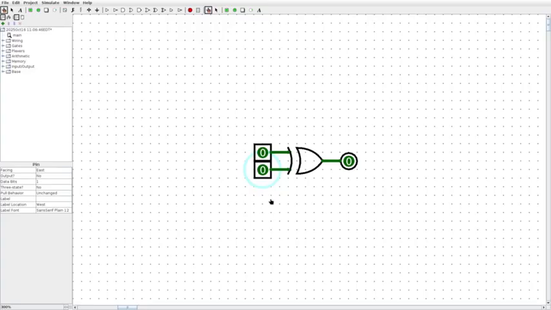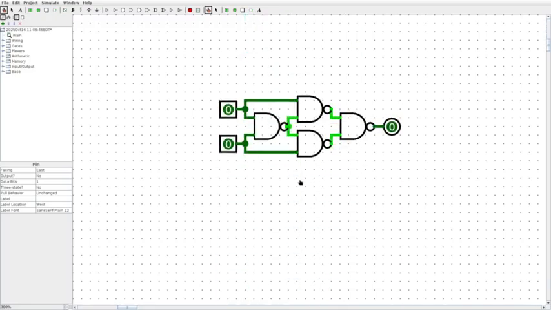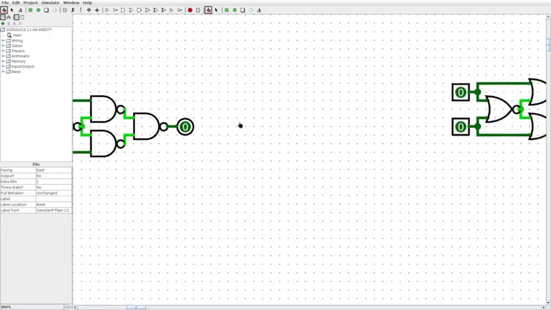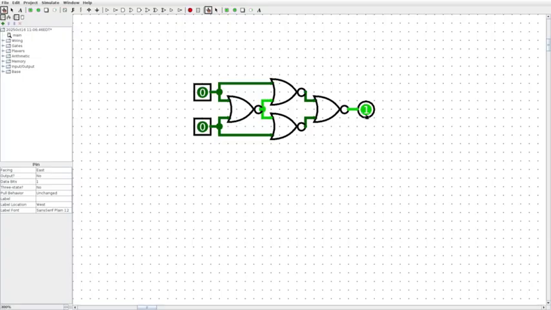So, how could we build XOR using NAND or NOR? Let's take a look. Here we have an XOR gate built out from NAND gates. We can see that when the two inputs differ, the output is 1, and when they are equal, the output is off. We can also build this using NOR gates, although the output will be inverted. Now when the two inputs are equal, the output is on, and when they differ, the output is off.